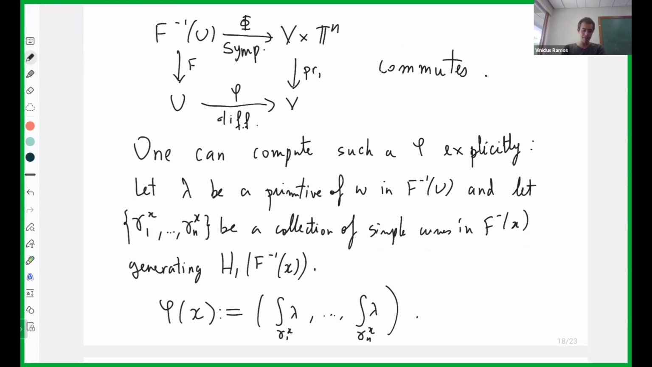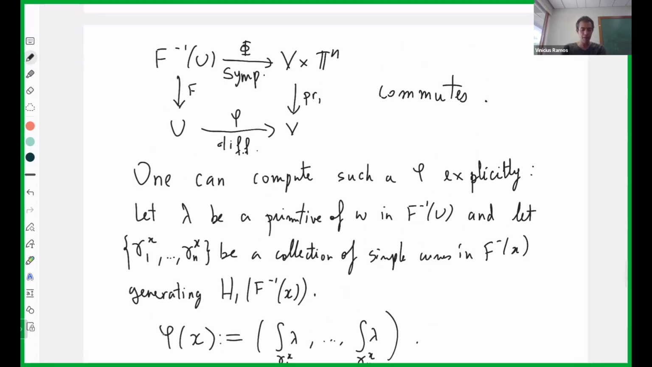And the theorem is that basically there's a lift of this phi to a symplectomorphism, capital Phi, such that this diagram on the top commutes. Is that clear? So that's the recipe to compute all of these things.